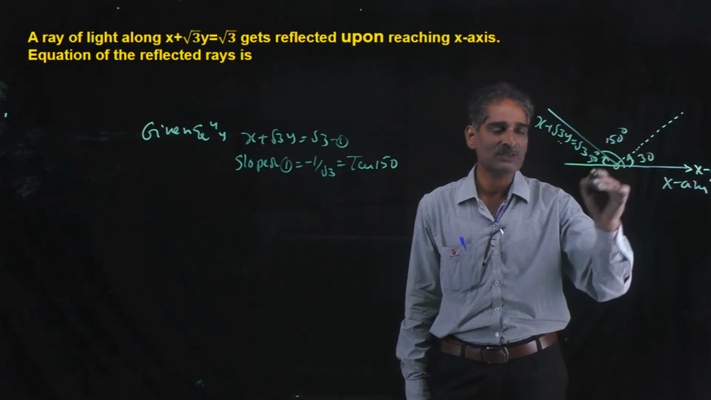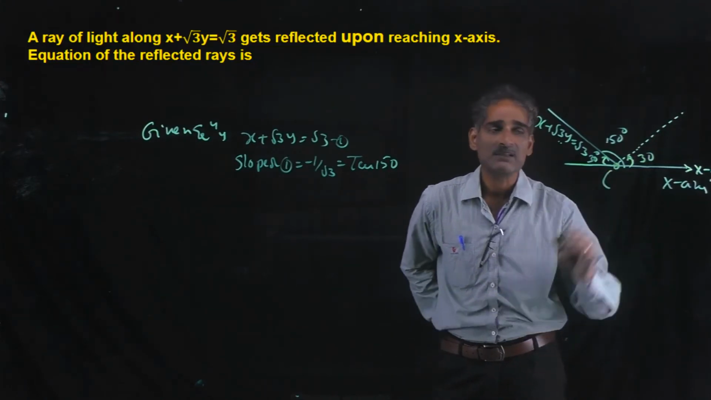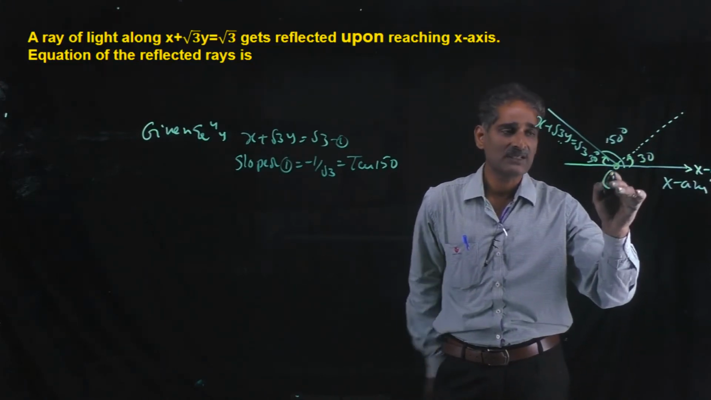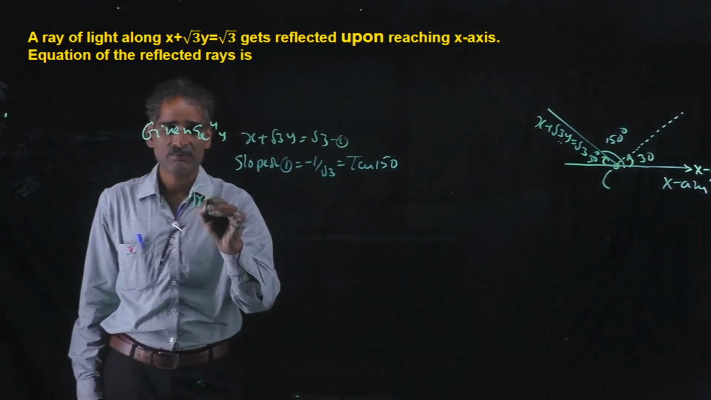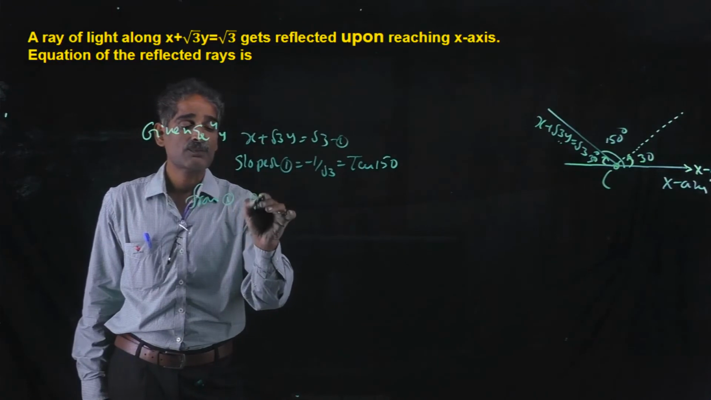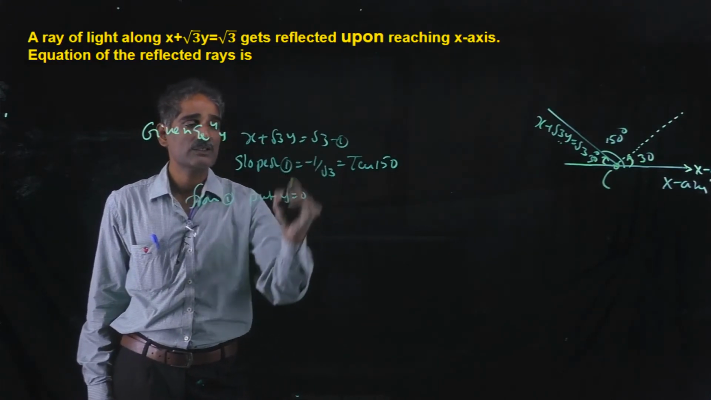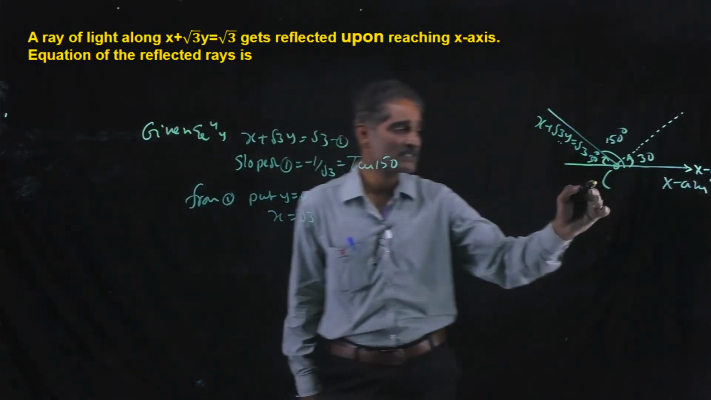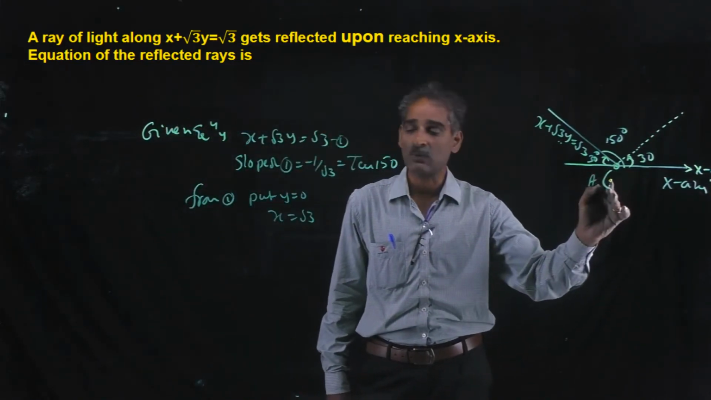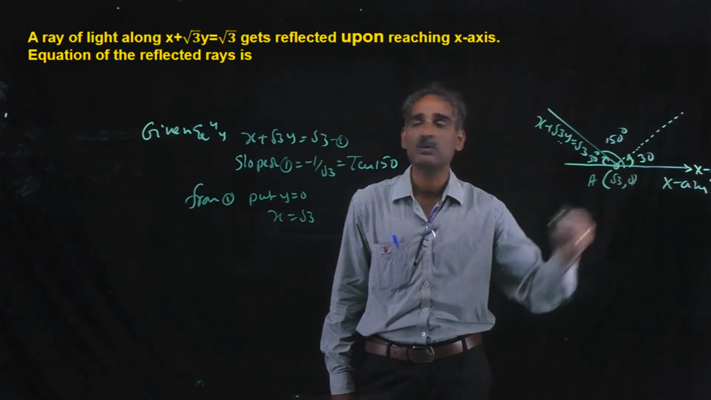And passing through the intersect point. What about the point of contact with the x-axis? On the x-axis, y is 0. So from the equation, put y equal to 0. Then what will happen? x is equal to root 3. Now the coordinates: let us take the intersect point B, coordinates of point B are (root 3, 0).